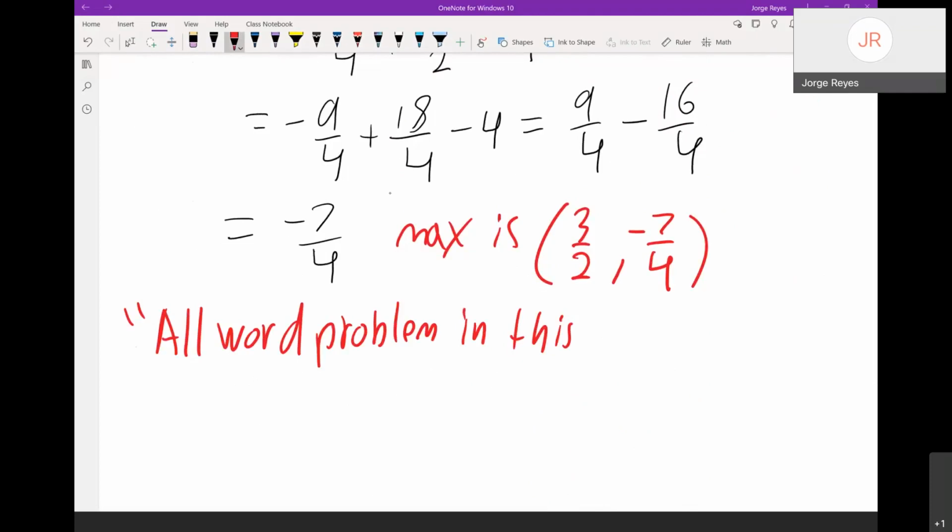In this section, all of them just mean find the vertex. It doesn't matter if you want to maximize the area of a cubicle, find the best MPG of a car, find the maximum height of a football being thrown, or the minimum energy of a house drawn. All of the word problems just mean find the maximum. Or no, find the vertex, my bad, which could be the min or the max.